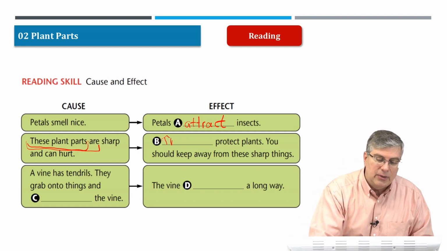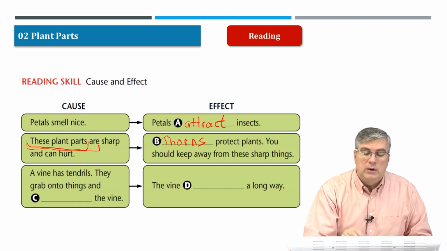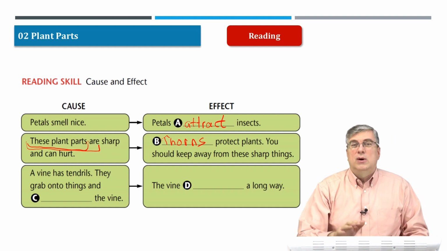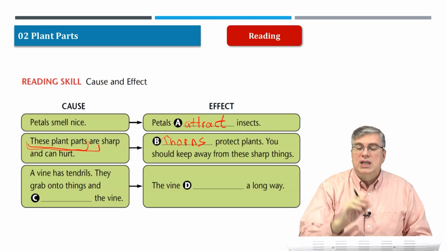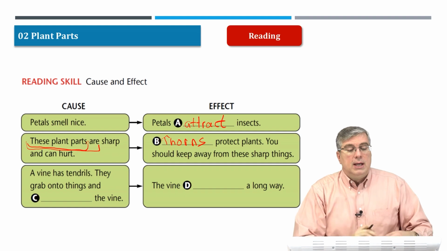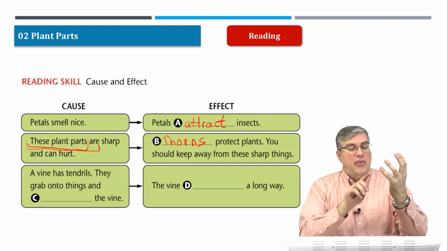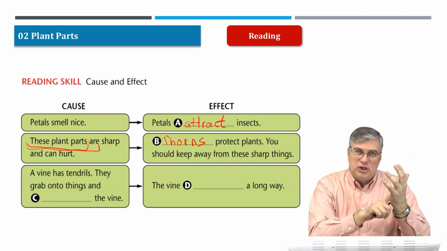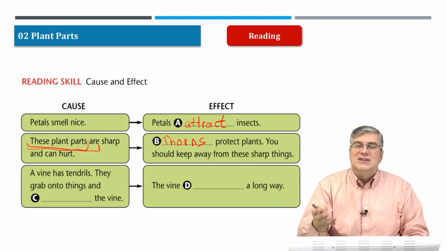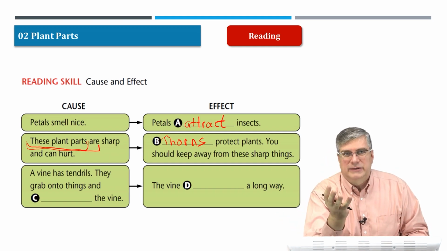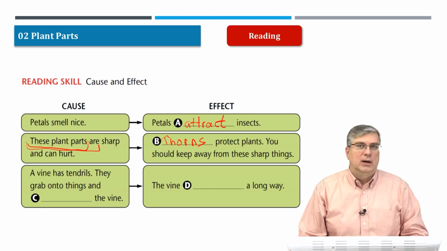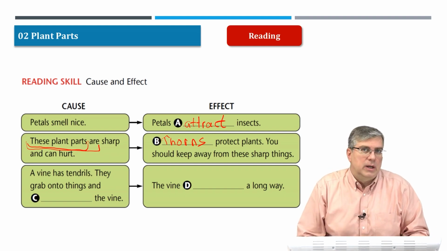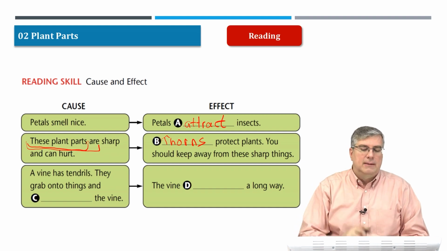And we can say thorns. So thorns protect plants. Thorns are the plant's way of saying, stay away, don't come near. You should keep away from sharp things. So the cause, many plants have thorns. Thorns can hurt you. The effect of that is that they protect the plants. Okay? So the plants don't want animals to eat them for the water, especially in deserts where there is no water. Right? So thorns protect them.